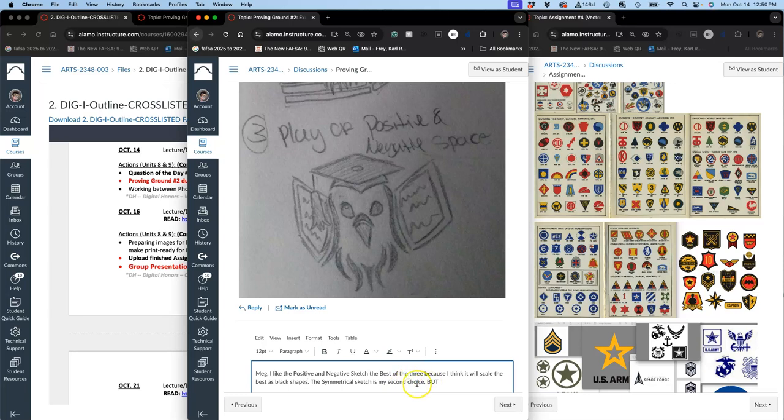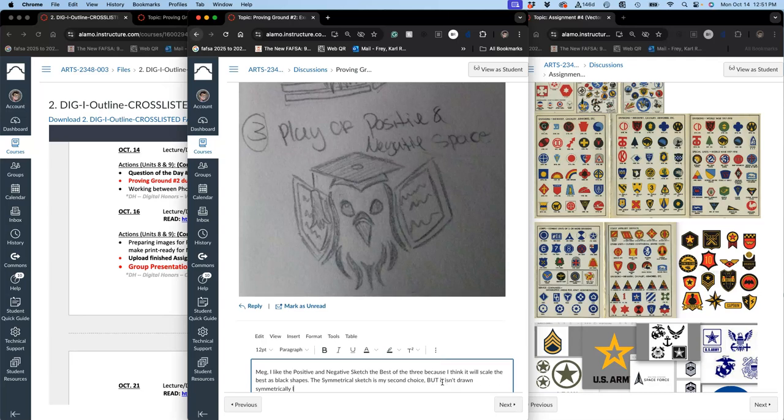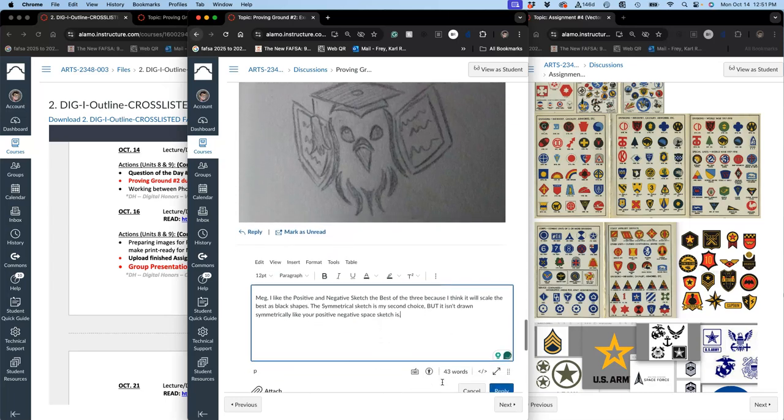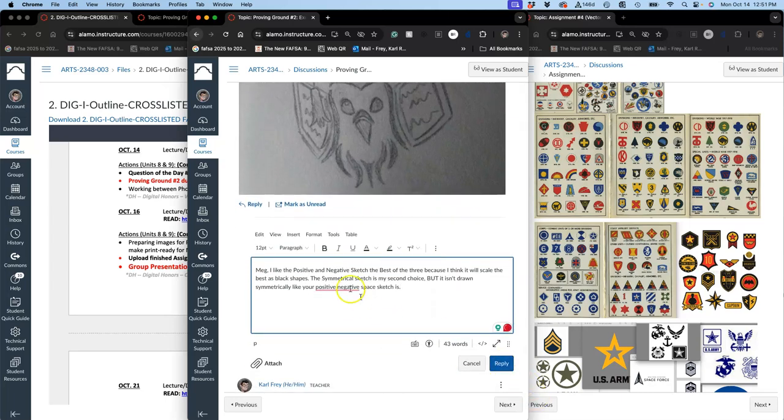The symmetrical sketch is my second choice, but it isn't drawn symmetrically like your positive negative space one is. And you don't need to phrase it perfectly. It's fine. I'll put a slash there.